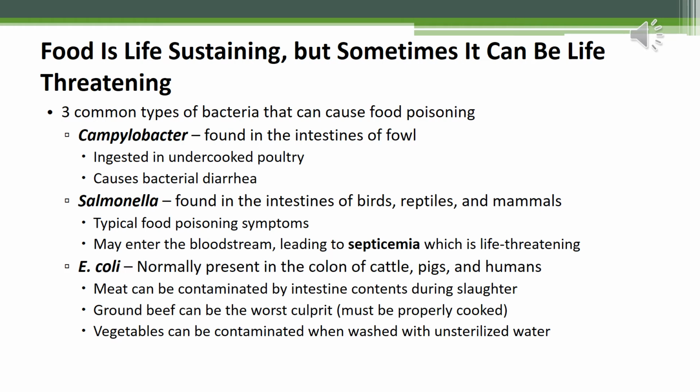Meat can be contaminated by these intestine contents over the process of slaughtering the animal. Ground beef is typically the worst culprit just because it's ground up, which means that there can be E. coli throughout the beef. So this must be properly cooked to kill the E. coli. Vegetables can also be contaminated when washed with unsterilized water.